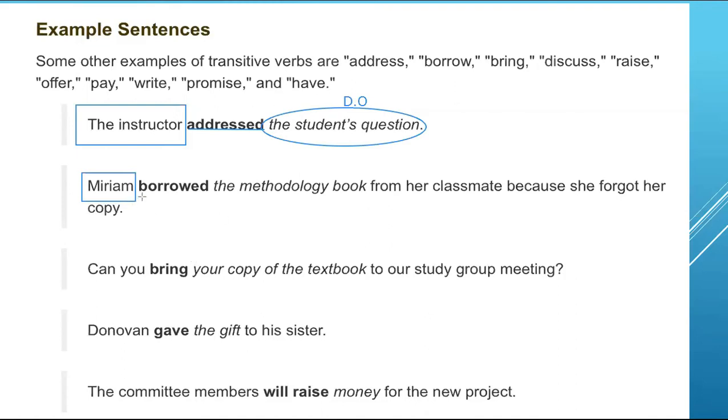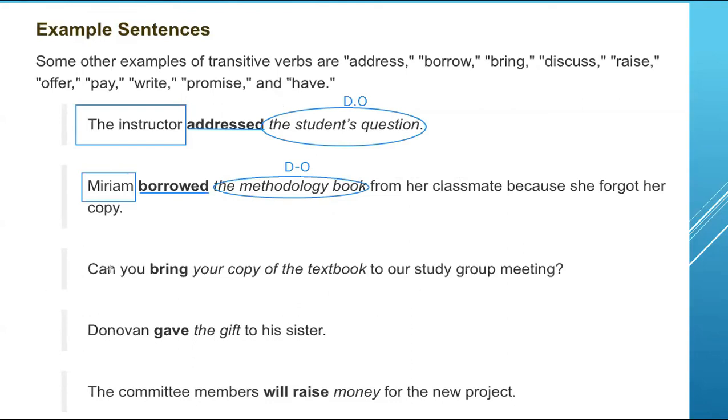Verb. Borrow. And do we have an answer for the question, what Miriam borrowed? Her book. A methodology book. Exactly. So the methodology book will be what? Direct object. Exactly. Our direct object.